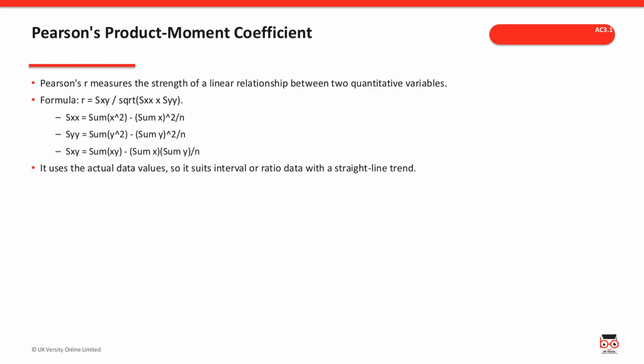Pearson's R measures the strength of a straight-line relationship between two quantitative variables. The formula is the correlation coefficient R equals SXY over the square root of SXX times SYY. Here SXX is the sum of x squared minus the quantity sum of x squared over n. SYY is the same idea for y, and SXY is the sum of xy minus the sum of x times the sum of y over n. Because it uses the actual measured values, Pearson suits interval or ratio data that follows a roughly straight line.